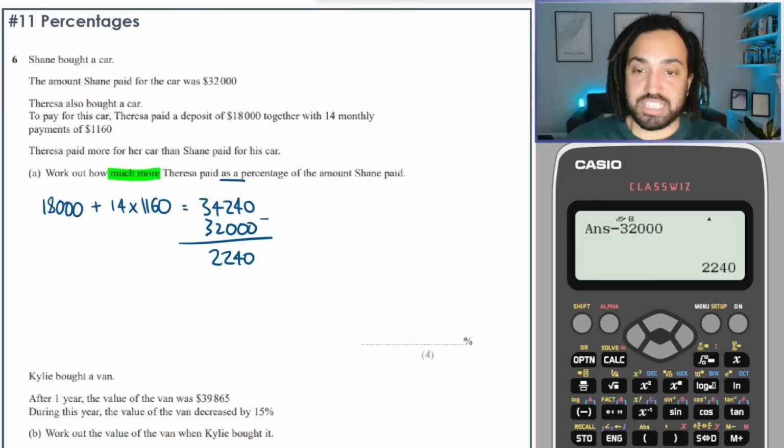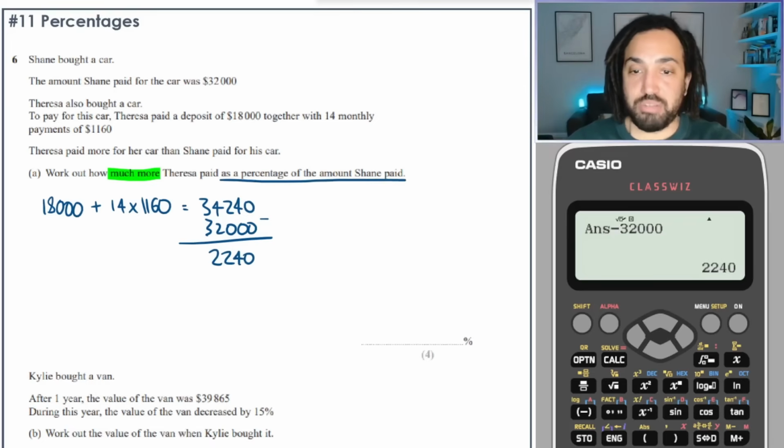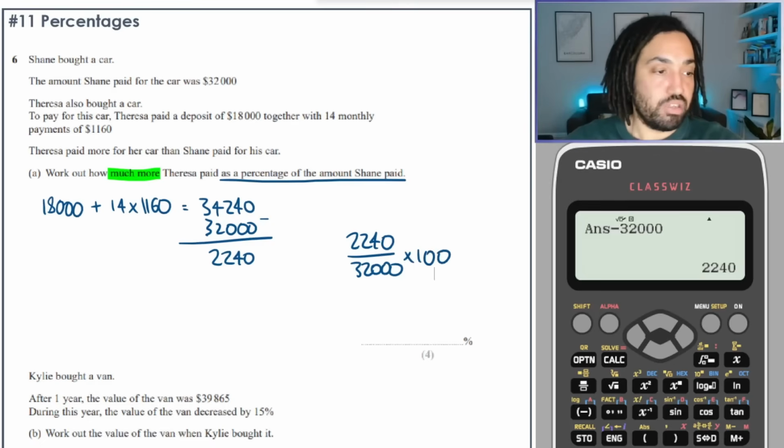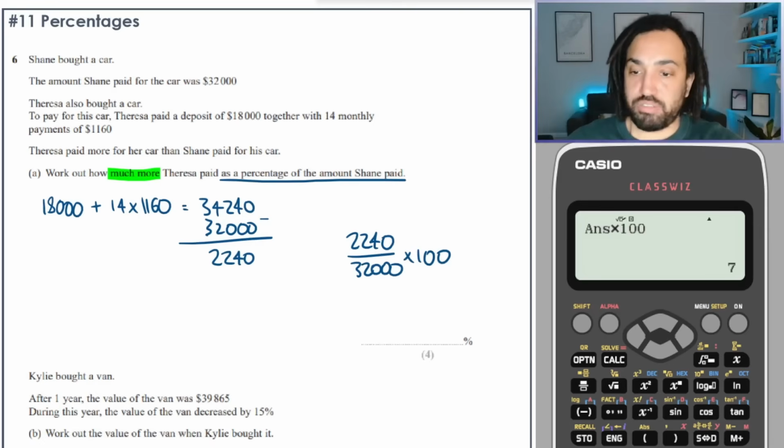And then they want that as a percentage of the amount Shane paid. So I need to do this out of 32,000 and then times by 100 to make it a percentage. So divide by 32,000 times by 100, and the answer is 7% more.